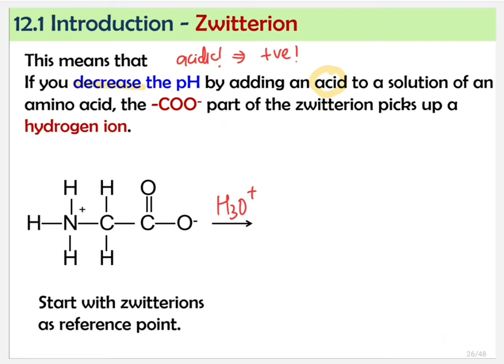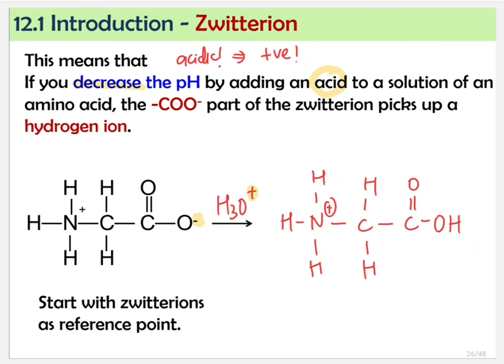Kalau H3O plus, positive charge, siapa yang akan react? Of course, minus. So apa yang berlaku? Ini akan stay. So positive charge masih ada. C, H, H dan C double bond O, O minus dah jadi OH. So, this minus, dia dah terima hidrogen. Makanya sekarang, you dah hasilkan cation. Okay. So, that's for decrease the pH.